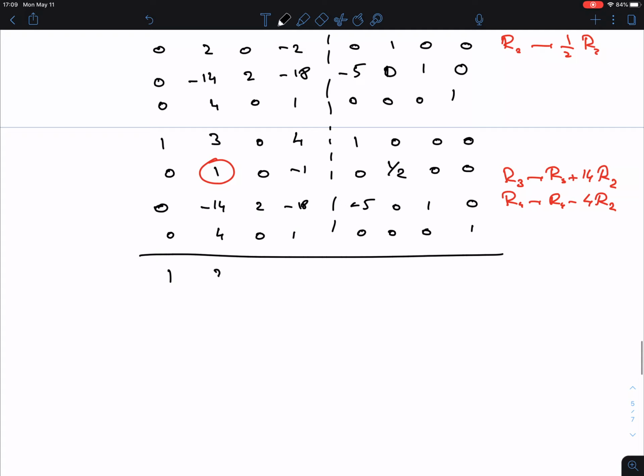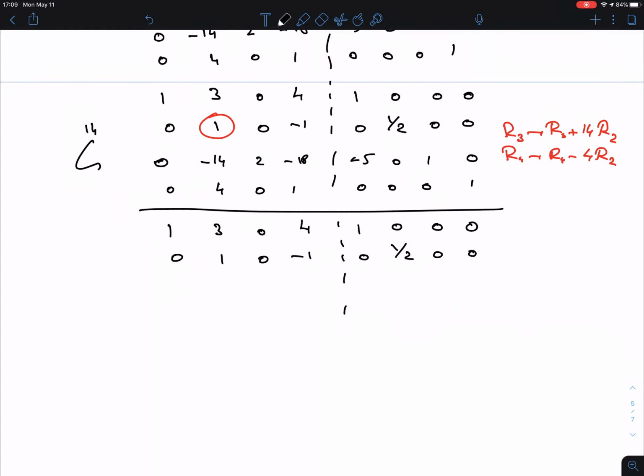The first two rows, nothing changes, so we just copy. Okay, so now we multiply this with 14 and add up to this row. So we get 0, 0, 2, minus 14 minus 18 is minus 32. Then we add 0 times negative 5. Then 14 times, adding, right? Yeah, so 7, 1, 0.